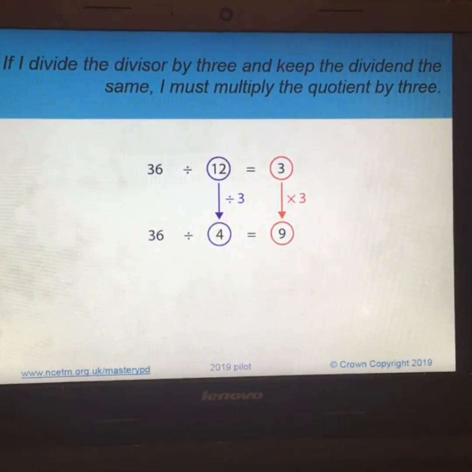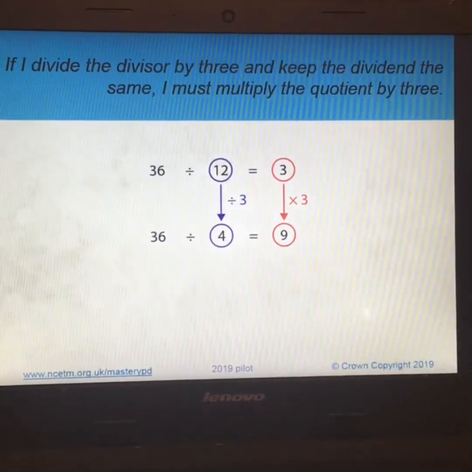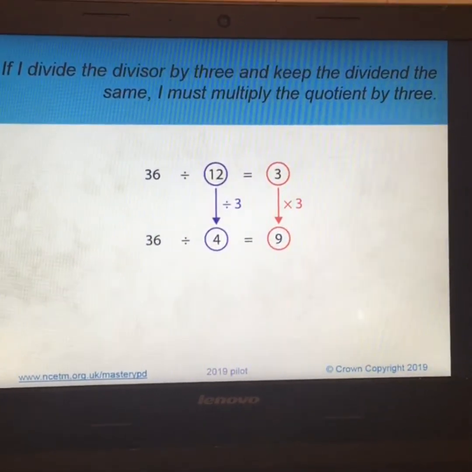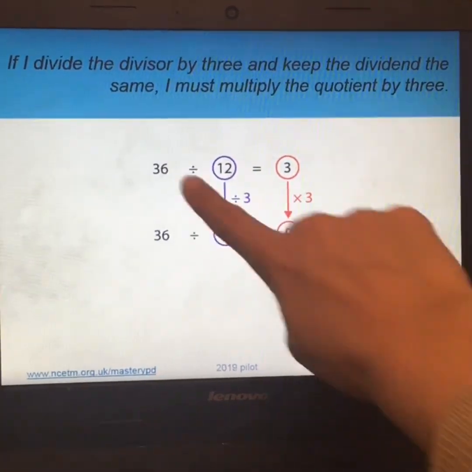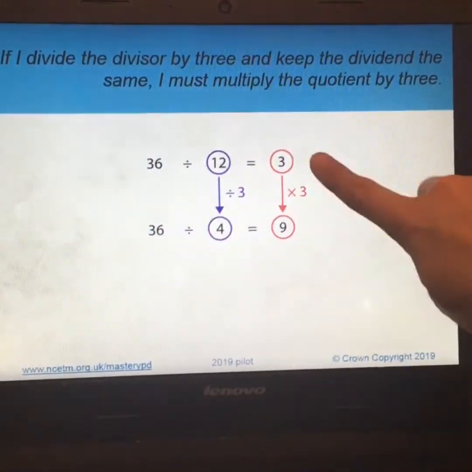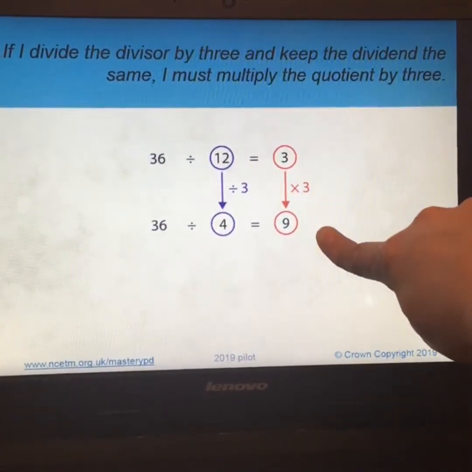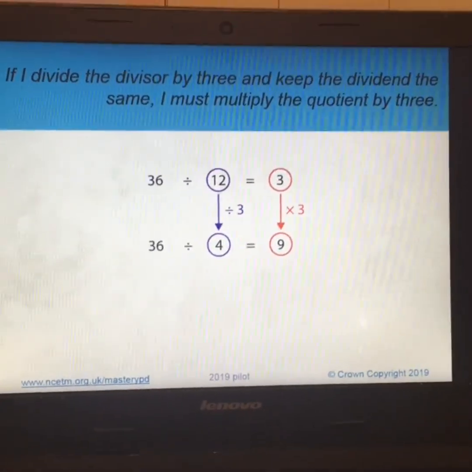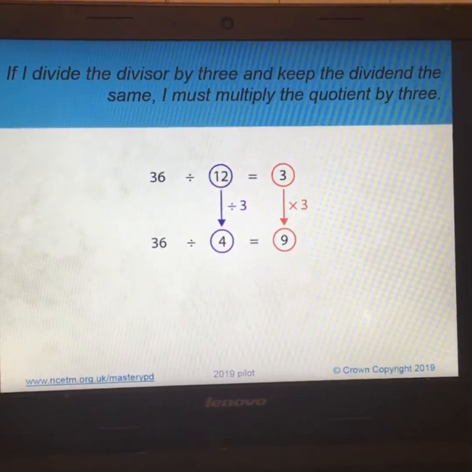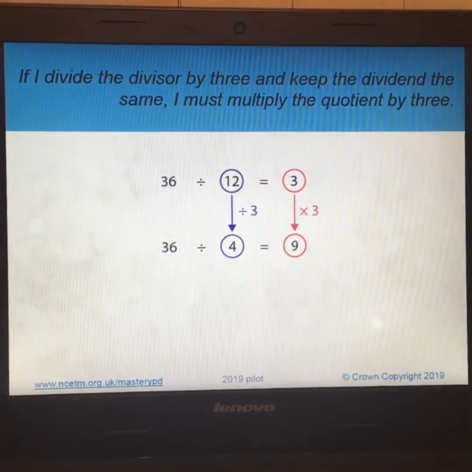Well, you've got 36 divided by 12 is 3, so 36 divided by 4 is 9. So if you divide the divisor by 3 and keep the dividend the same, you've got to multiply the quotient by 3. Okay, so this one takes a little bit more thinking than what we were doing yesterday and Wednesday. So this one, you've got to understand the why behind it.